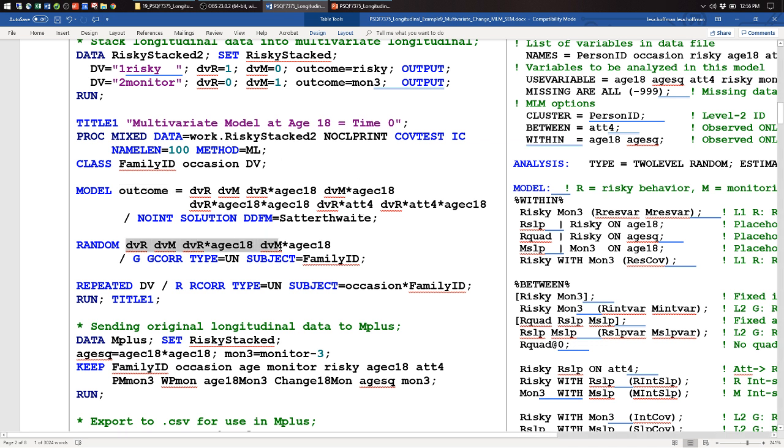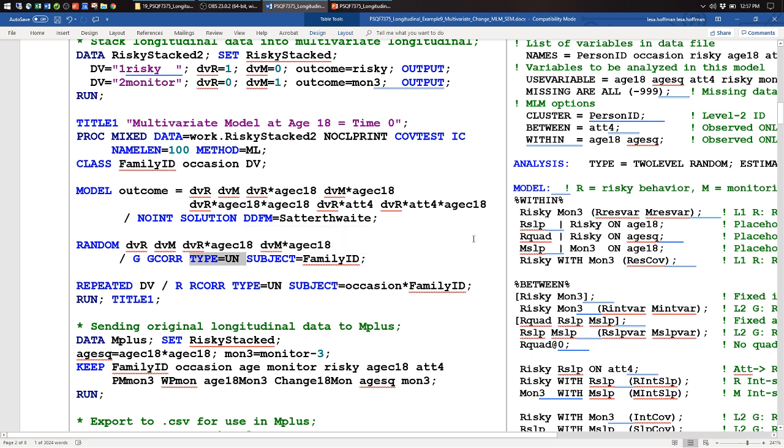On the random line, these are my 4 U's. The first 2 correspond to random intercepts. The second 2 correspond to random linear time slopes, or time as age in this case. The magic happens then, the whole reason to do 2 outcomes in the same model, and it can be more than 2, by the way, it just takes longer.